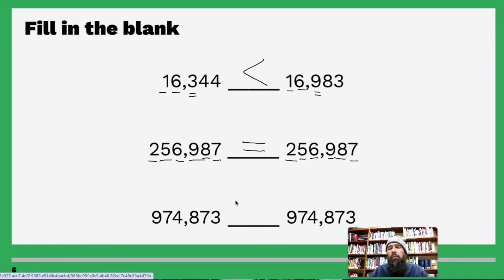And it looks like, never mind, no comment. 6 digits, 6 digits, can't do anything. 9, 9, can't do anything. 7, 7, can't do anything. 4, 4, can't do anything. 8, 8, can't do anything. 7, 7, can't do anything. 3, 3, I can't do anything. These are equal to.